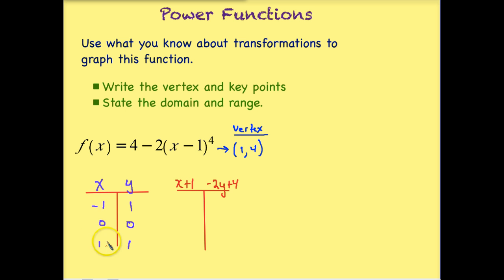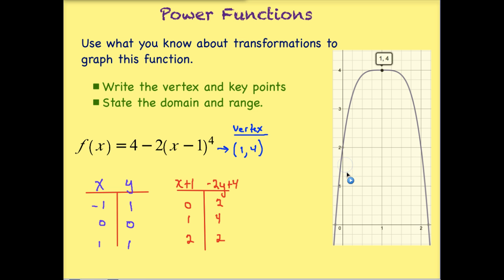Let's go ahead and adjust our key points for these transformations. That would give us a 0, 1, and 2 for x. And then for y, we would have a 2, 4, and a 2. If we plot these points, we end up with this quadratic here. So we have shifted to the right 1, we've shifted up 4, we've reflected, and we have stretched by a factor of 2.